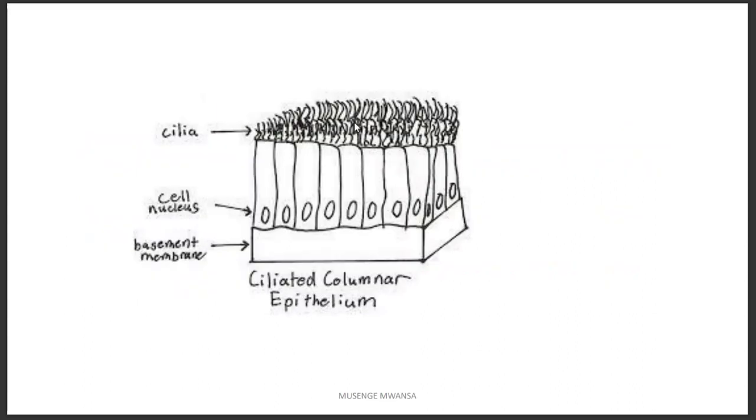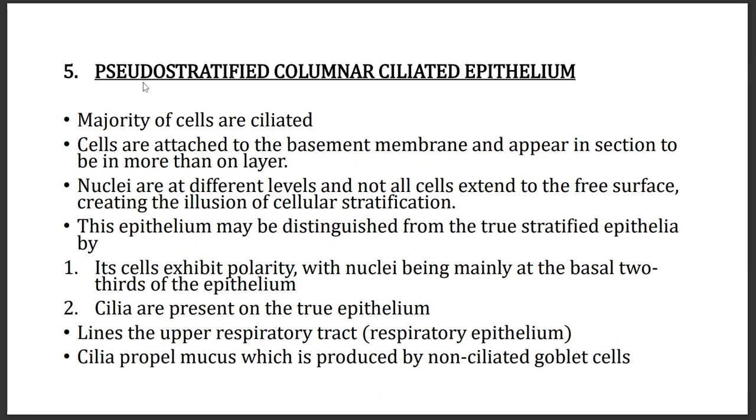So this is how it looks. We have some hairs on top. So that is the simple columnar ciliated. We can also have a pseudostratified columnar ciliated.